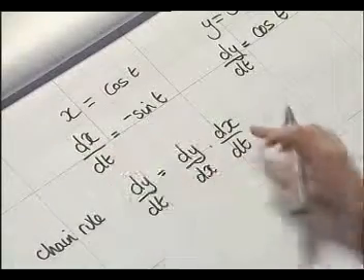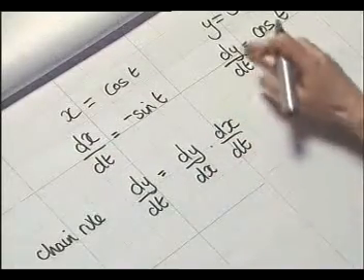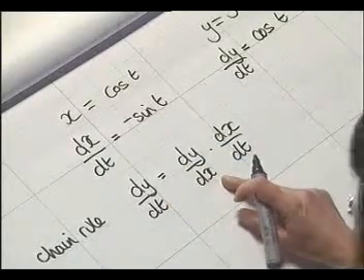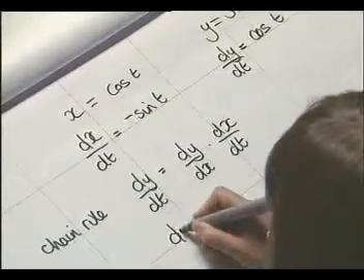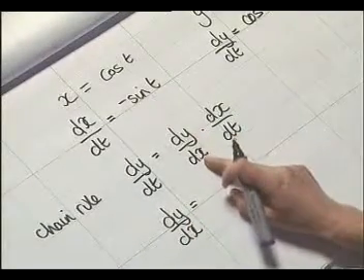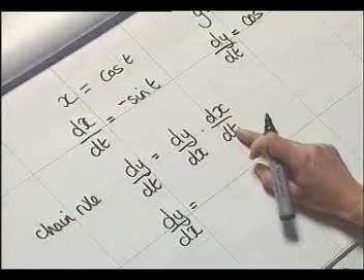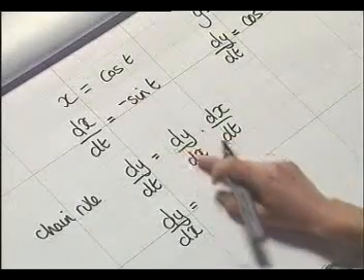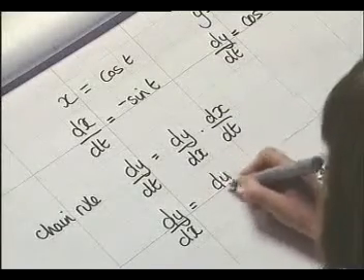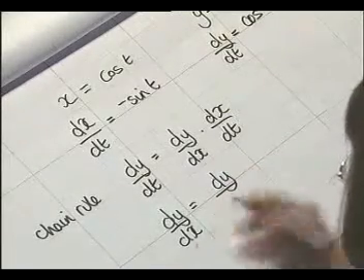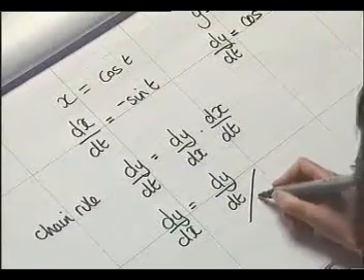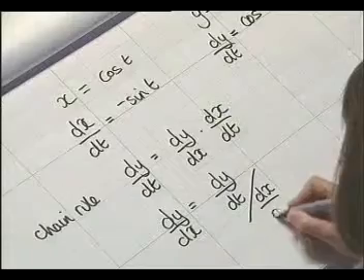What we have here is dx by dt and dy by dt. And what we wish to find is dy by dx. So if we rearrange that equation, dy by dx is multiplied by dx by dt. So to get dy by dx on its own, we divide by dx by dt. We have dy by dx equals dy by dt, all divided by dx by dt.